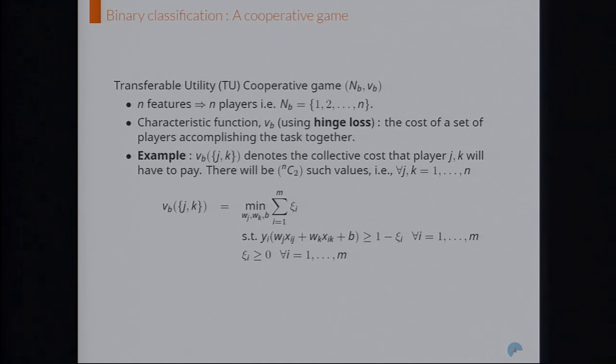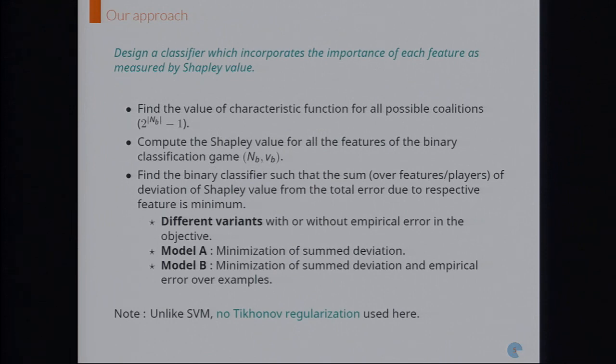So for a two-player coalition, the characteristic function is basically the minimum training error incurred when only two features are used for classification. Next, to design a classifier which incorporates the requirement of fairness, we follow the procedure given here. Step 1 is to compute the characteristic function, step 2 computes the Shapley value, and finally step 3 involves solving an optimization problem which basically minimizes the sum of deviations between Shapley value and the training error due to the proposed classifier. We have different variants in this.